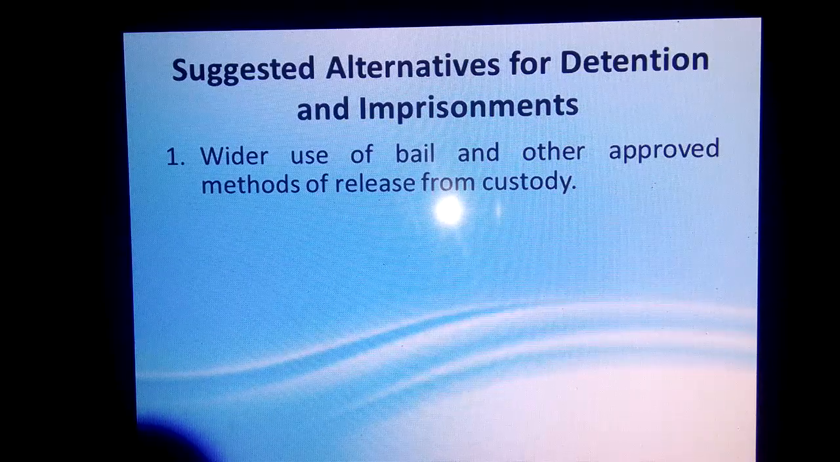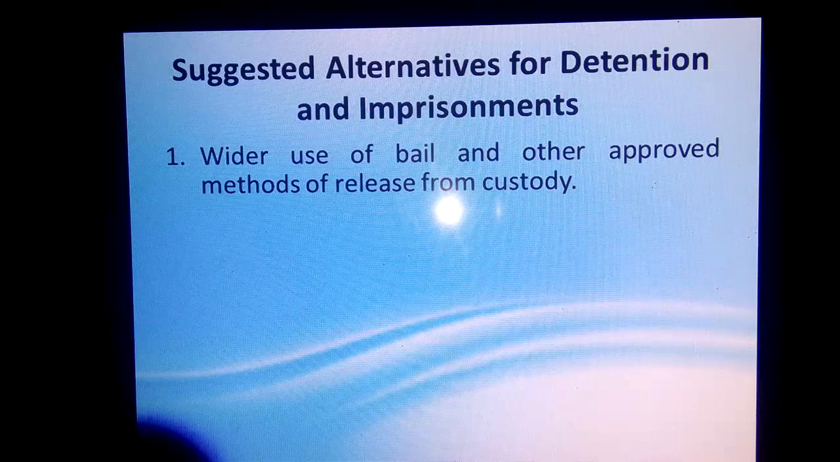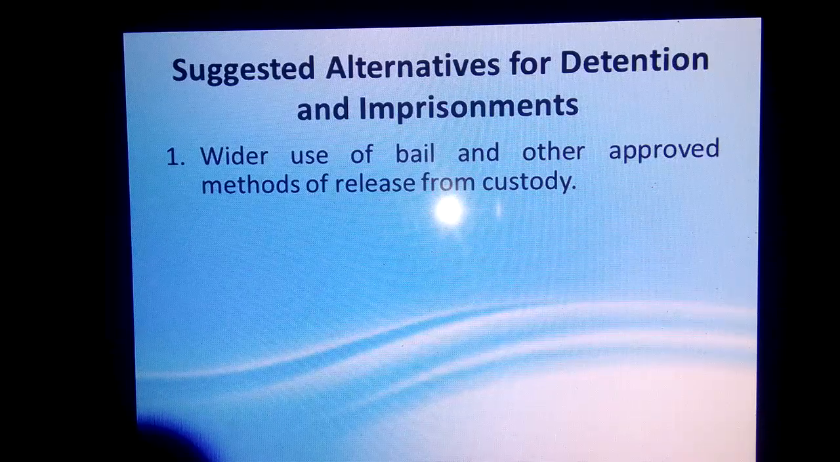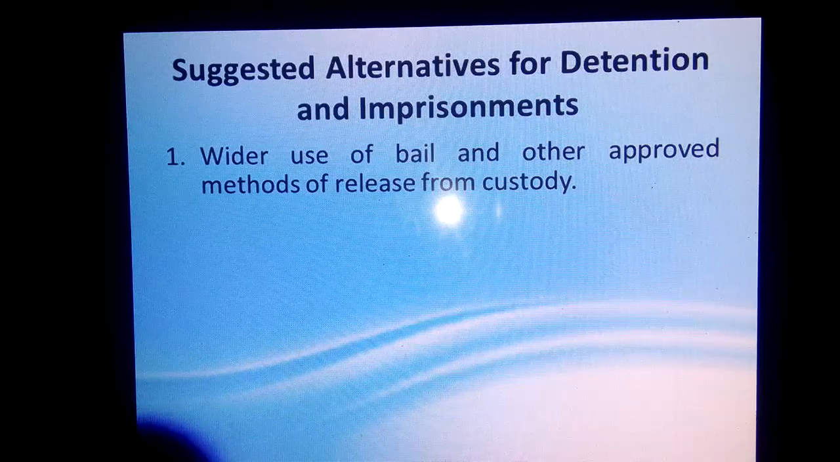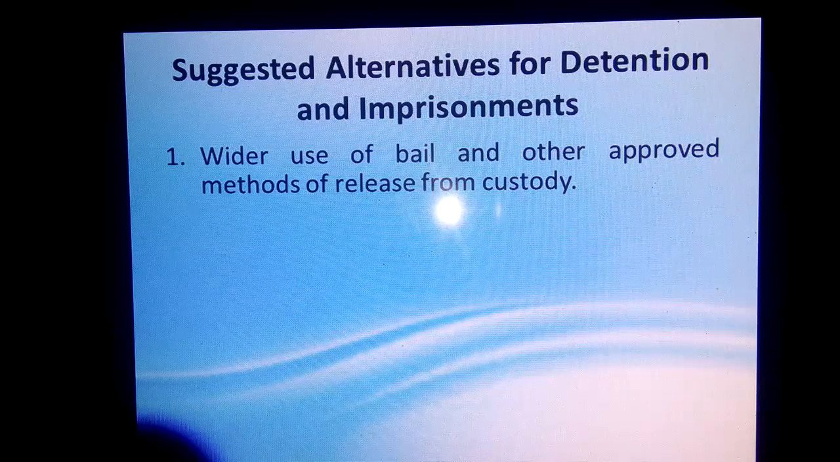So kanina lang we discussed the probation and the parole programs, and we have different programs that prohibit individuals from being detained, or alternative programs for an individual not to be detained or to be imprisoned.